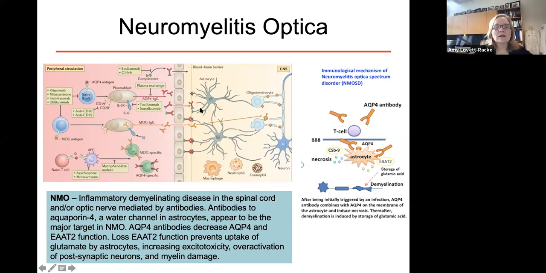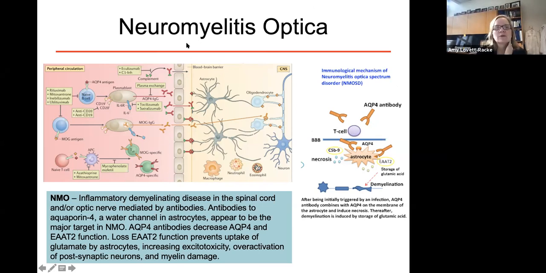Now, what causes the induction of an antibody to aquaporin 4 is a little unclear. But again, this is another case where it's thought that an immune response to an infection may have triggered the production of an antibody that cross-reacts with aquaporin 4. Another thing that's notable about NMO, sometimes you'll hear it called neuromyelitis optica spectrum disorder.